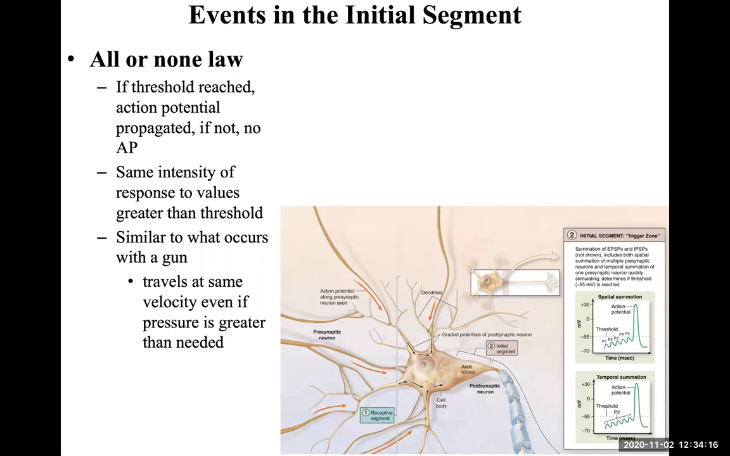It's conceptually very similar to what we see with the neuron. If you have enough graded potentials to reach the threshold value, you will generate an action potential. That action potential moves with the same velocity no matter how hard you pull on the trigger, right? As soon as you reach that threshold value, the action potential takes place.